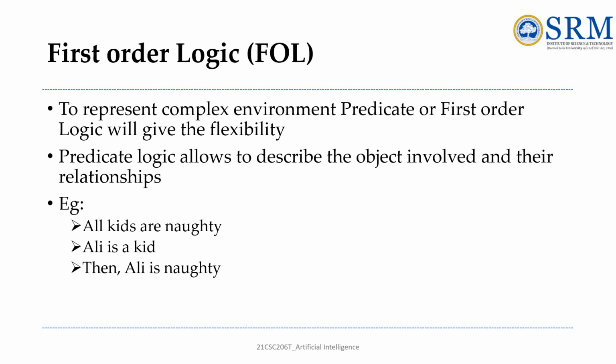Predicate logic extends propositional logic by allowing us to represent not just isolated facts but also objects, their properties and relationships among them. It brings structure to our knowledge representation and gives us the tools to represent complex environments logically. For example, we may want to say all kids are naughty. In predicate logic, we can say if Ali is a kid, then Ali is naughty. So we can represent both the class, kids, the individual, that is Ali, and their relationship, so being naughty.